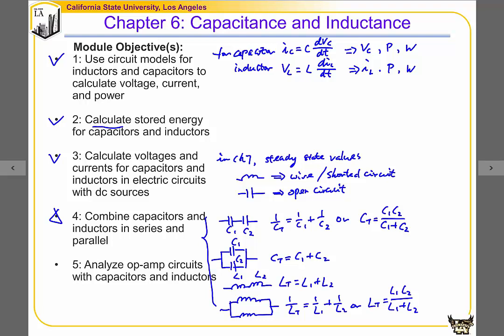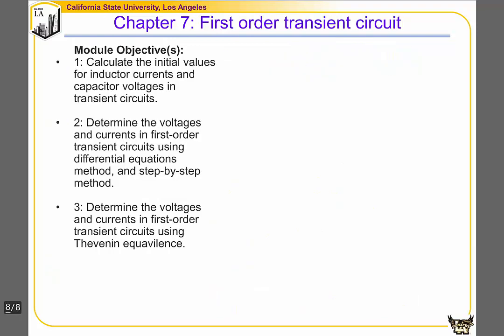Module Objective 5 is to analyze op-amp circuits with capacitors and inductors. This will be tested together with chapter 4. Chapter 7 is where we learn the first order transient circuit. The first objective is to calculate the initial value for inductor currents and capacitor voltage in transient circuits. This will be a lower requirement. This is one step towards finding the transient behavior of the circuit.